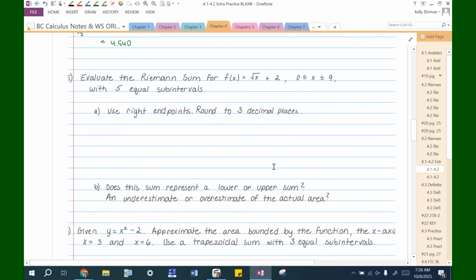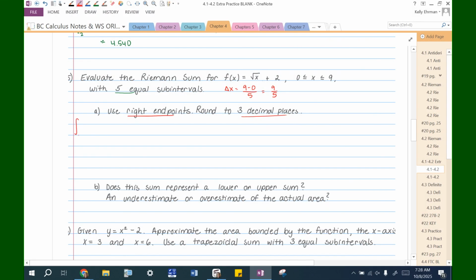All right, evaluate the Riemann sum for f of x equals square root of x plus 2 on 0 to 9 with 5 equal subintervals. So delta x is 9 minus 0, b minus a, over n, which is 5. So it's 9/5. It doesn't have to be something nice like 1. This one tells me specifically use a right endpoint, round to 3 decimal places.